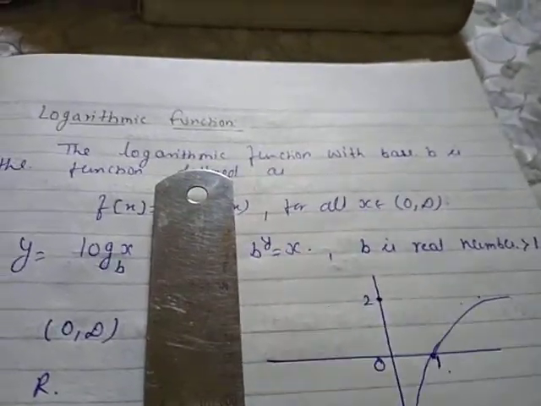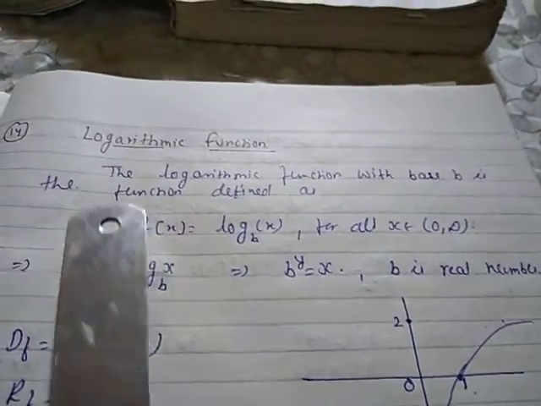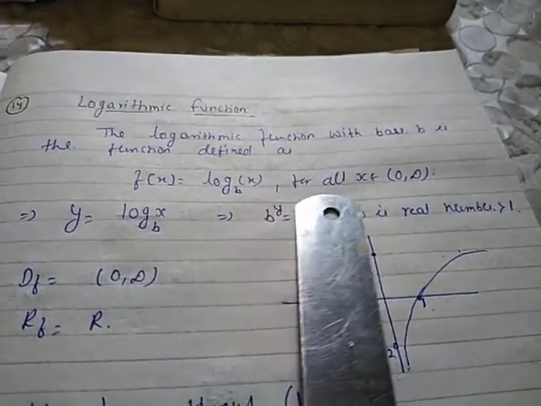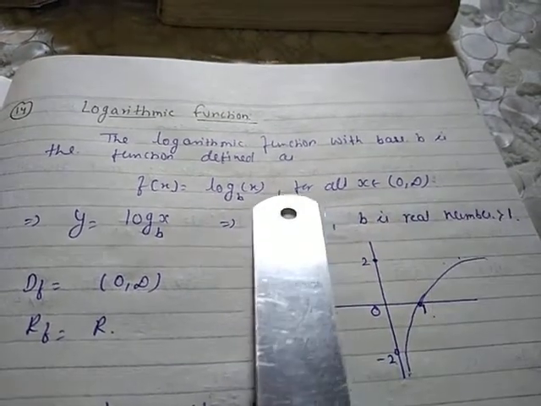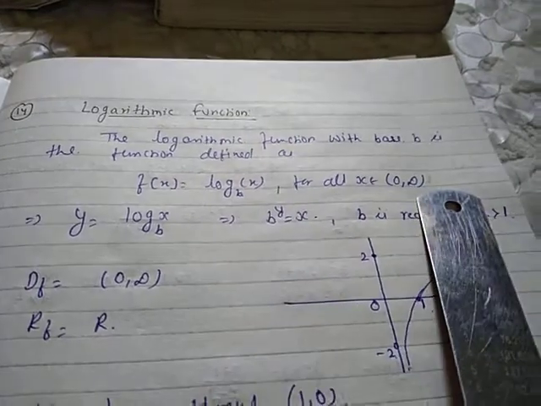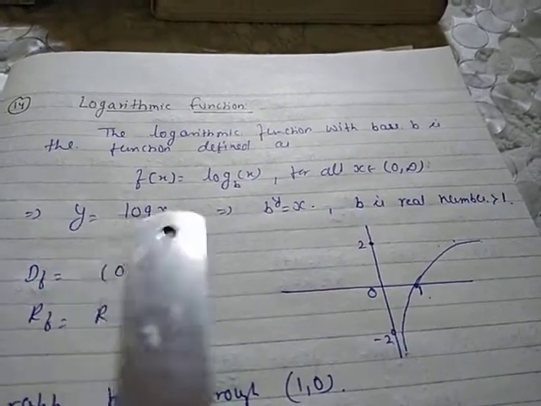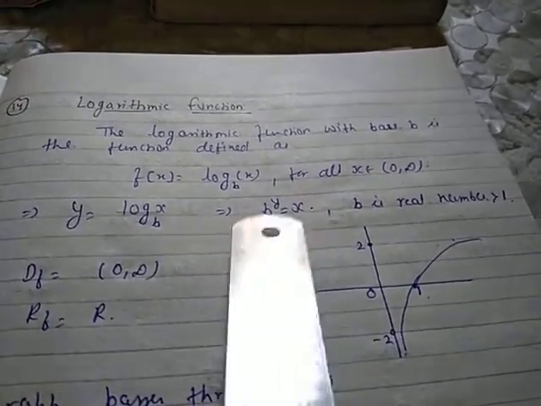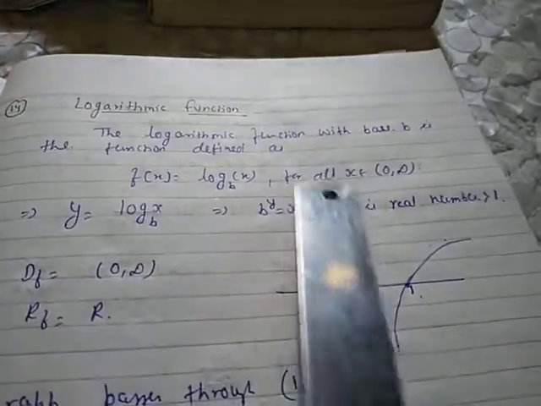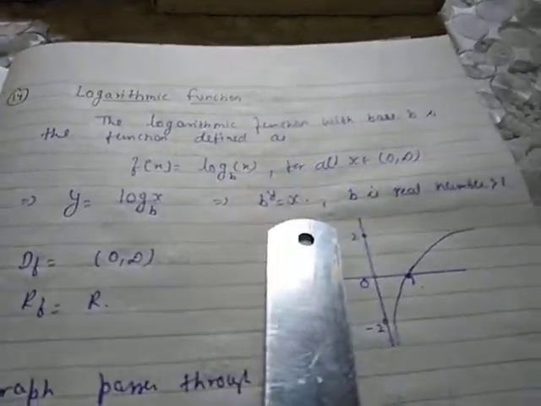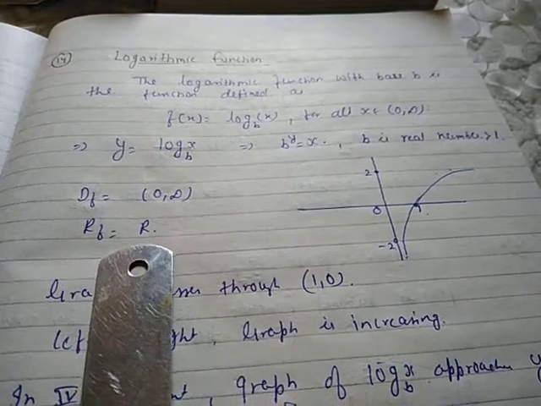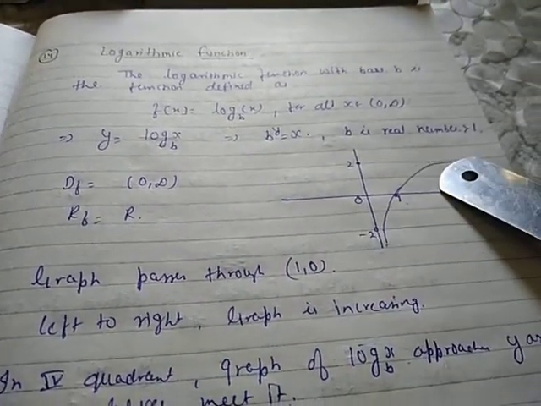Logarithmic function. The logarithmic function with base b is the function defined as f(x) = log x base b for all x belongs to (0, infinity). Just see here, children, the domain is always 0 to infinity. y = log x base b, where b to the power y is equal to x. It is a kind of exponential function that I already explained. The domain of the function is 0 to infinity and the range of the function is the real numbers. It is the opposite of the exponential function.